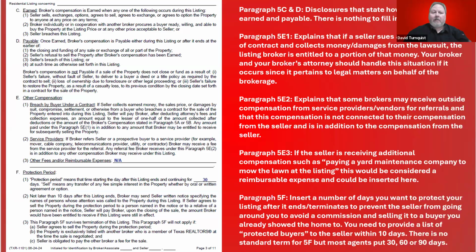But understand that the contract is basically saying, hey, if we do our job and the buyer backs out and you get money from them, we're going to want some of that money because we've done our part.